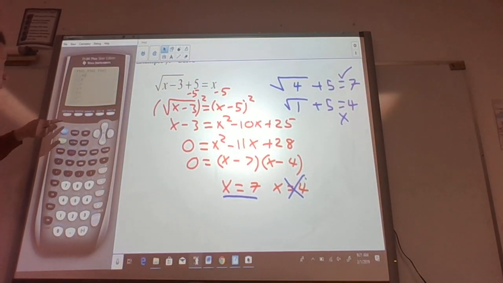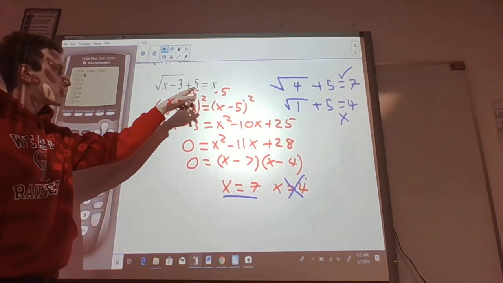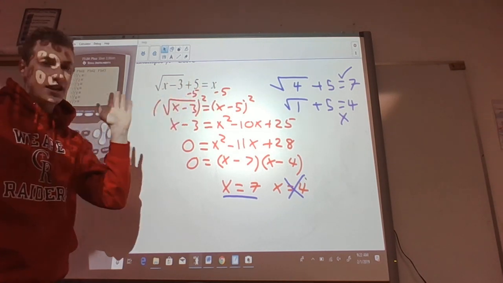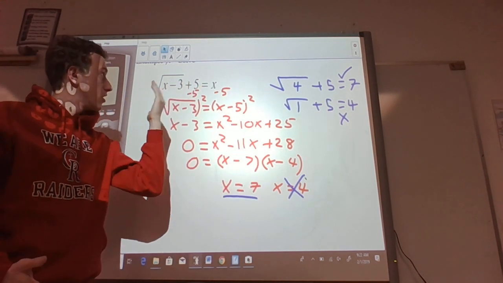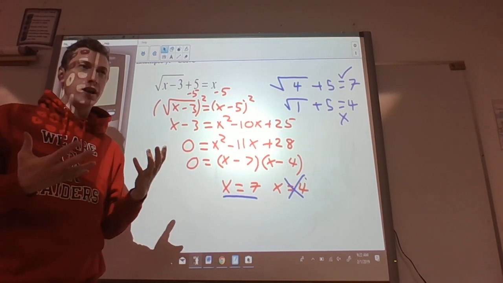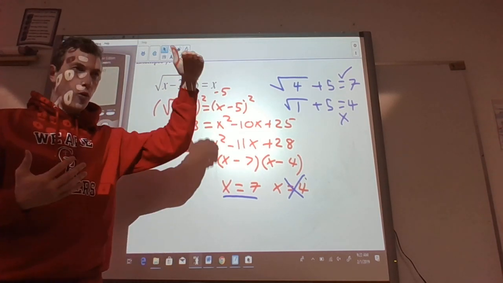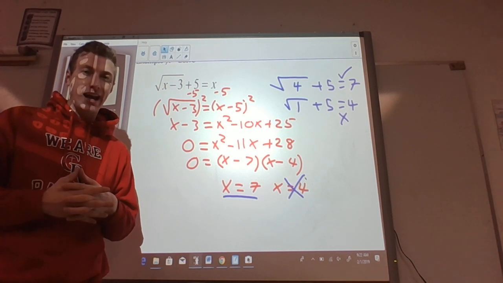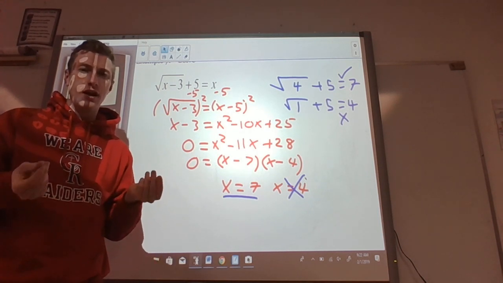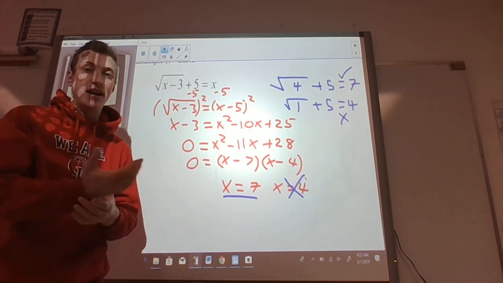Okay, let's make a graph. If we solve our original equation so that it's equal to 0, if we just move everything over, we can easily see where our graph crosses the x-axis, where it would be equal to 0. That would be graphically a way to find x.